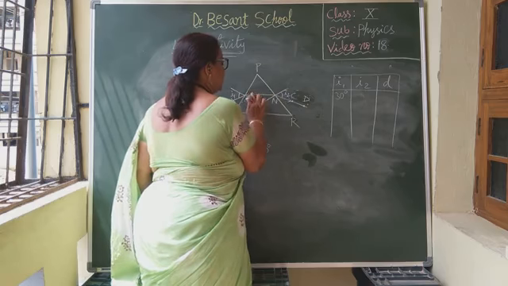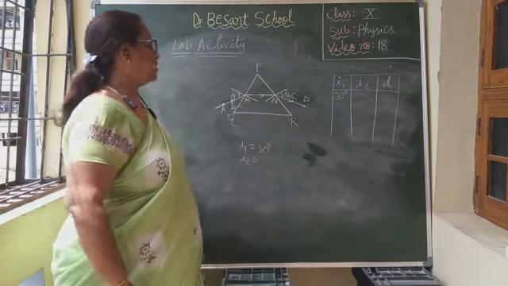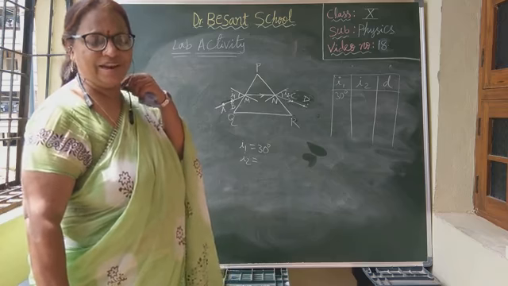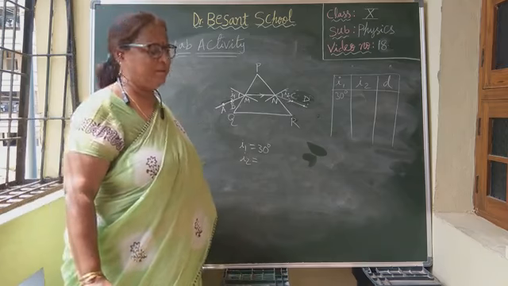Now, join this MN. What is this MN ray called? It is called the refracted ray. So, MN is the refracted ray inside the prism. Am I clear, children? Right.